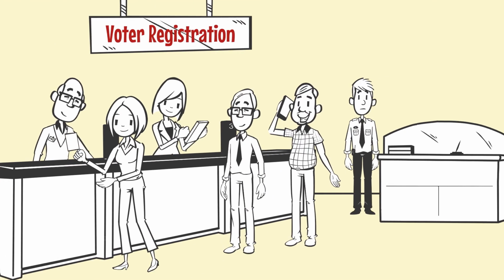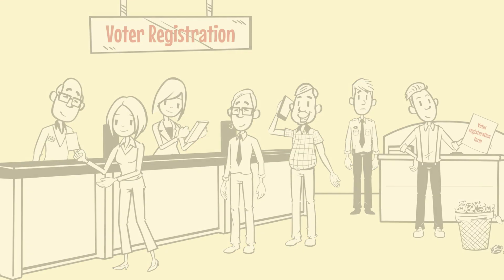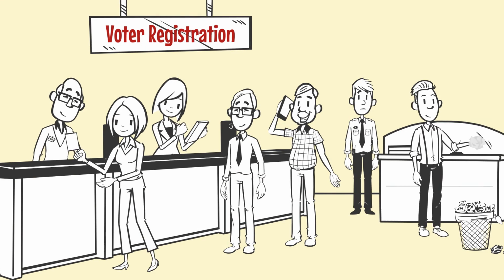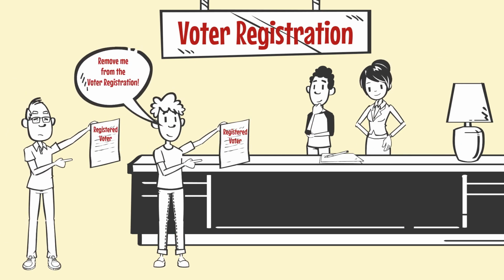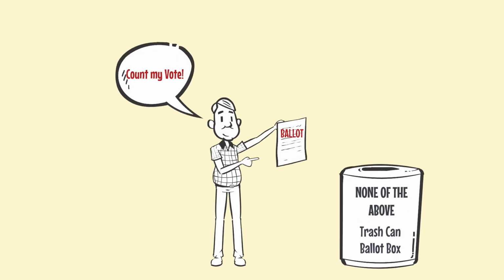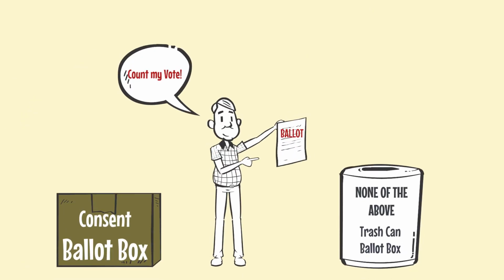The consent of the governed phrase protects every citizen's right regarding voting. We all have a right to not participate in voting by not registering. We all possess the right to abstain from any given ballot by removing our name from the voter registration. But once our name is on the registration of voters, we possess a vote.